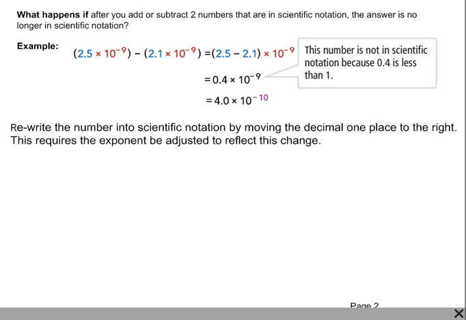We had two numbers that were in scientific notation. We subtracted, and we ended up with a number that is not in scientific notation. So we take the 4/10 times 10 to the negative 9 power, and we move the decimal over one place to the right, which means we're going to have to also adjust our power from a negative 9 to a negative 10. It's no longer 4/10. We've moved the decimal to the right. It is now 4 times 10 to the negative 10 power.